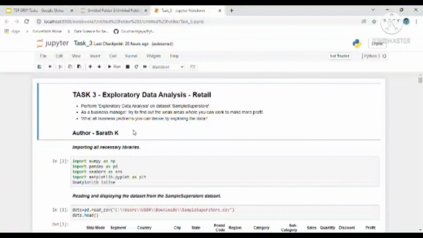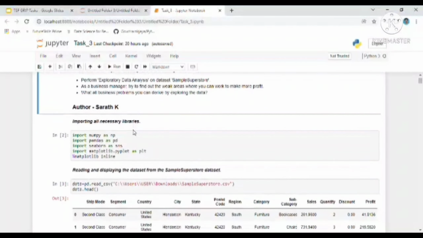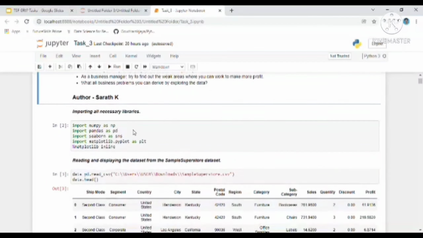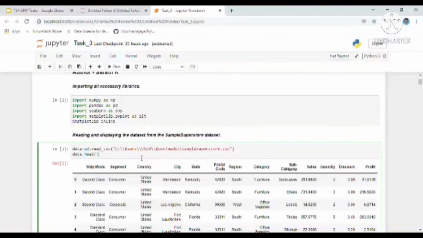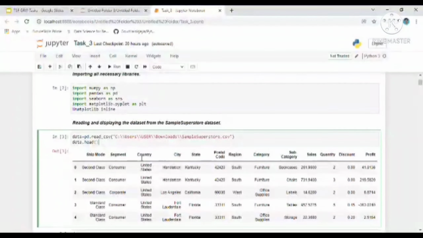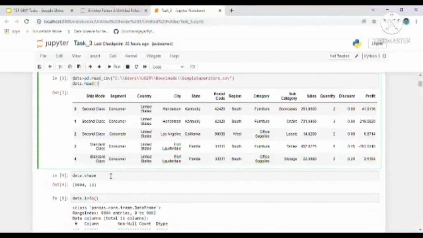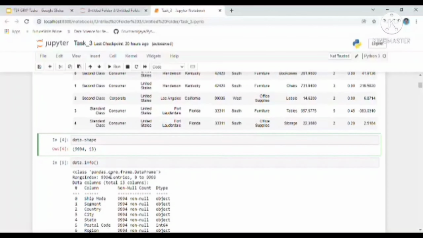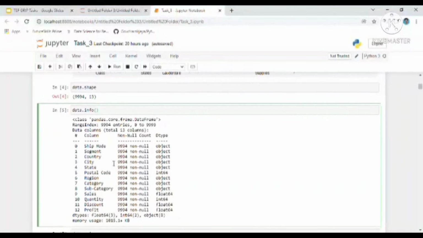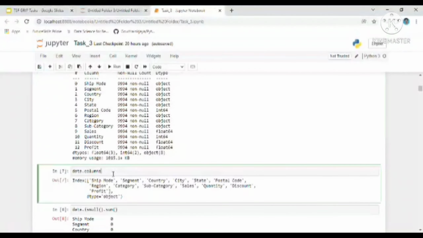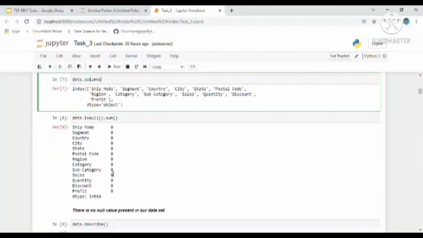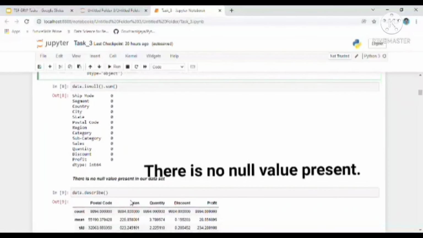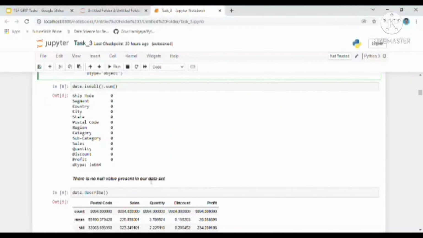Here we are performing an exploratory data analysis of a sample superstore. First of all, we are importing all necessary libraries and then we are importing our dataset. Here we are checking the null value count. So there is no null value present. So we can directly go to our next step.